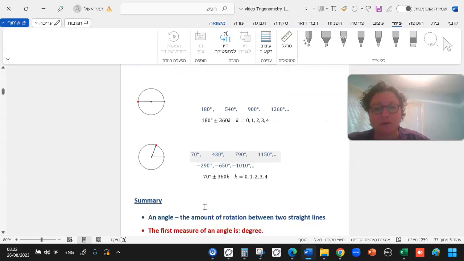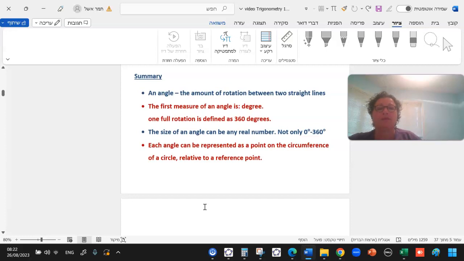And let's summarize what we saw in this video. An angle is the amount of rotation. We talked about the first measure of the angle, which is degree, where we divide the full circle into 360 degrees. In the next video, we will introduce another measure for angles. The size of an angle in degrees is not only between 0 and 360, it could be any real number. And we saw how to match or represent any angle as a point on the circumference of a circle relative to a reference point that we took as the point at the right side of the circle. So, see you in the next video where we'll introduce the radians.